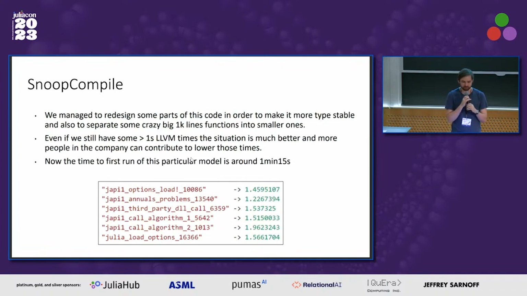And most of the parts that spent a lot of time in LLVM is just that some functions were like 1,000 lines big, which makes no sense. And you should follow the performance tips in the Julia documentation. We still have some more than 1 second LLVM times, but right now it's much better, and we really put some thinking into it, and it's really possible to redesign your code to be more type stable and to spend less and less time in inference and LLVM.